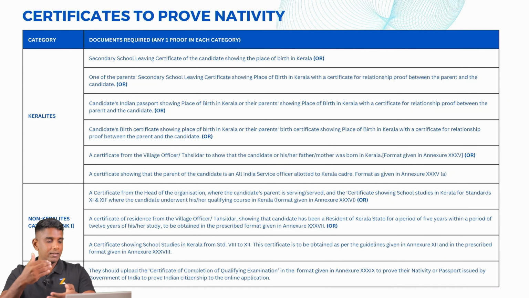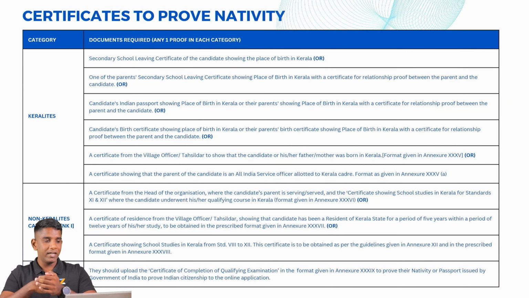Next, we'll go to the certificates that prove the nativity. In the three categories, we'll look at what certificates are required. For Keralite category, the first type is secondary school leaving certificate of the candidate showing place of birth in Kerala. Secondary school leaving certificate is the 10th standard certificate. If the 10th standard certificate shows a birthplace of Kerala, then that certificate will be accepted.